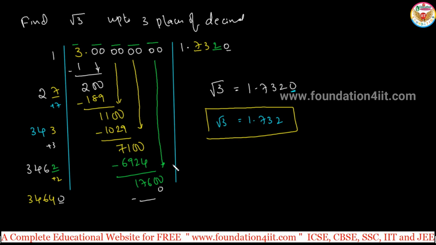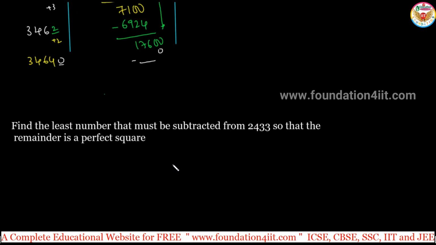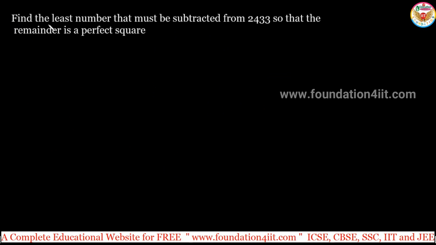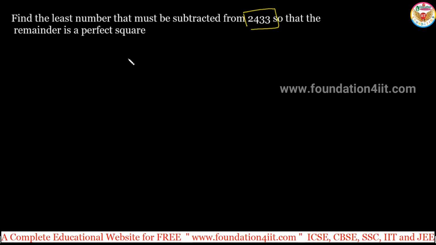And in this, I will show some word problems. Here is the question, you observe. Find the least number that must be subtracted from 2433 so that the remainder is a perfect square. So what number should be subtracted from this? What is the least number? Actually 2433 is not a perfect square, but we must subtract from that. For that the same division method will apply. Take the same question, 2433.